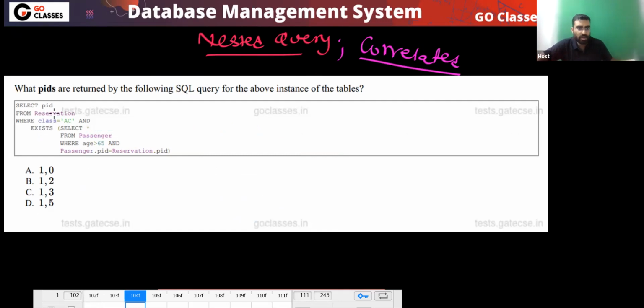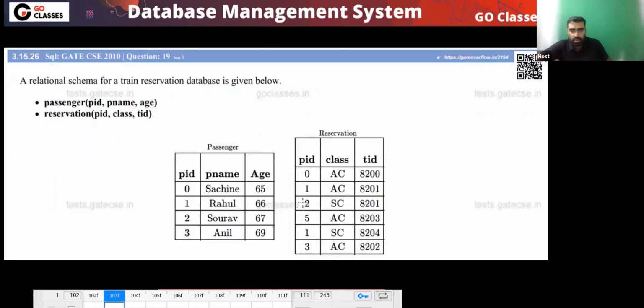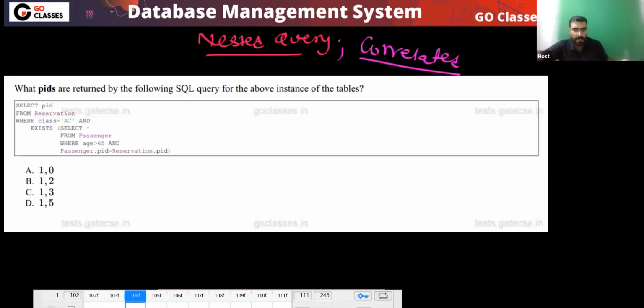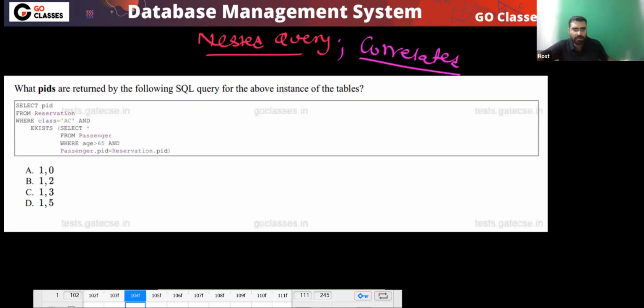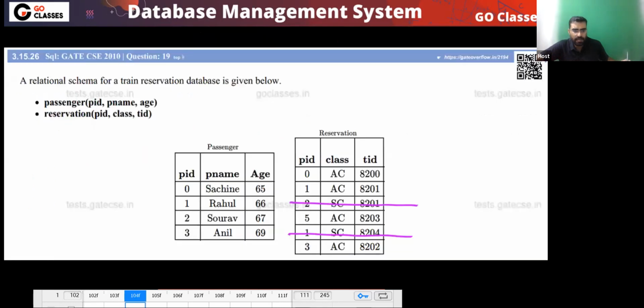Here you can notice, first of all, the class must be AC. You only have to check the class AC. So you can remove this class. The class must be AC. The output will contain PID. This PID will come in the output. What else?